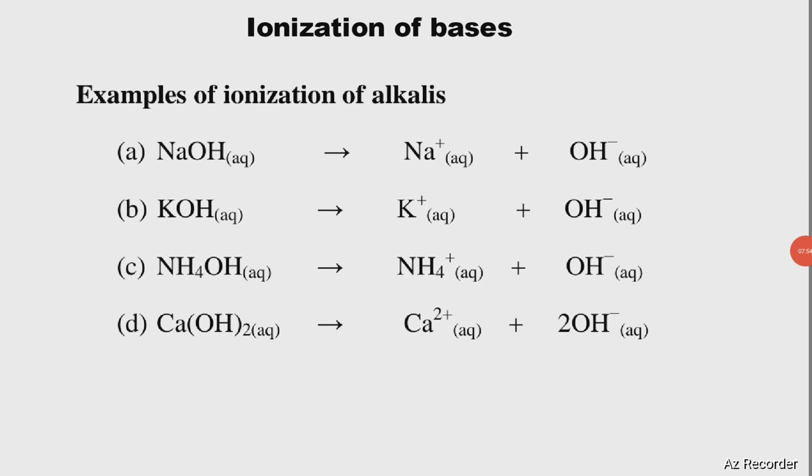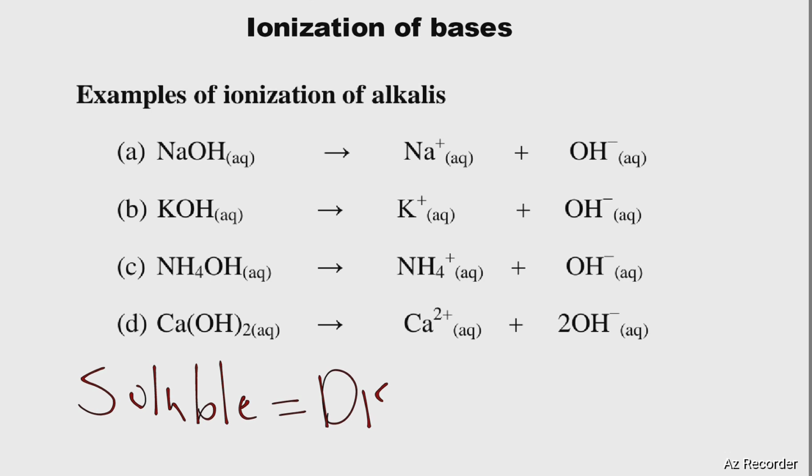Okay, so let's look at ionization of bases. So bases that are soluble. If a base is soluble, it simply means that this base is able to do what? Soluble means that it can dissolve. It can be in aqueous state. So when a base is in aqueous state, examples I've given these bases: sodium hydroxide, potassium hydroxide, ammonium hydroxide, and calcium hydroxide. All these are in aqueous state. This is because they are soluble and they're able to dissolve in water.